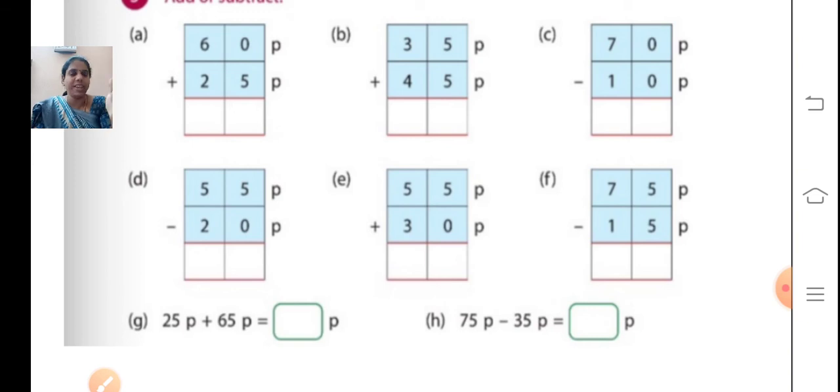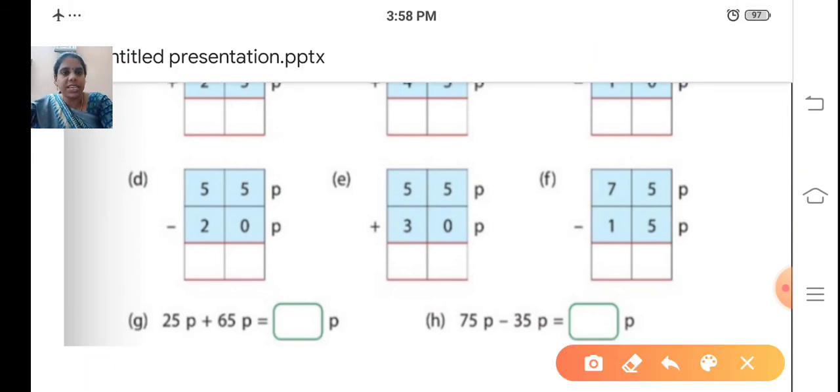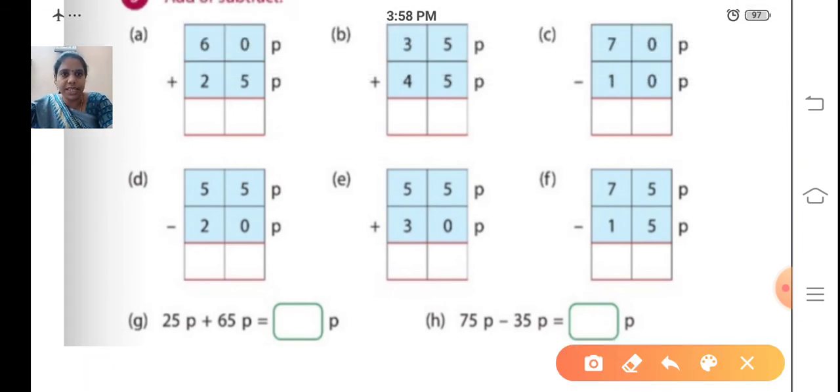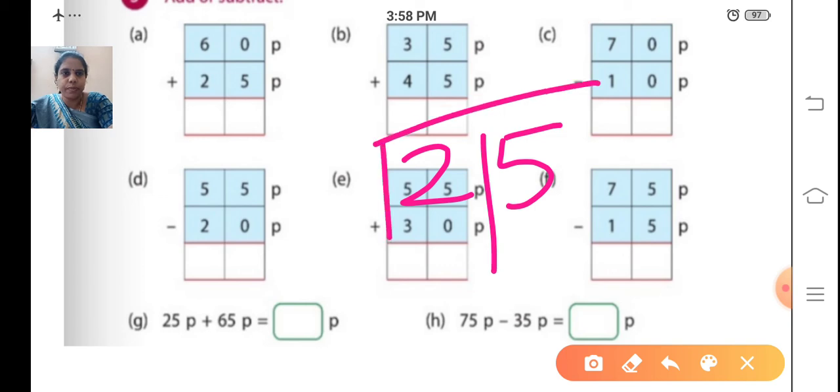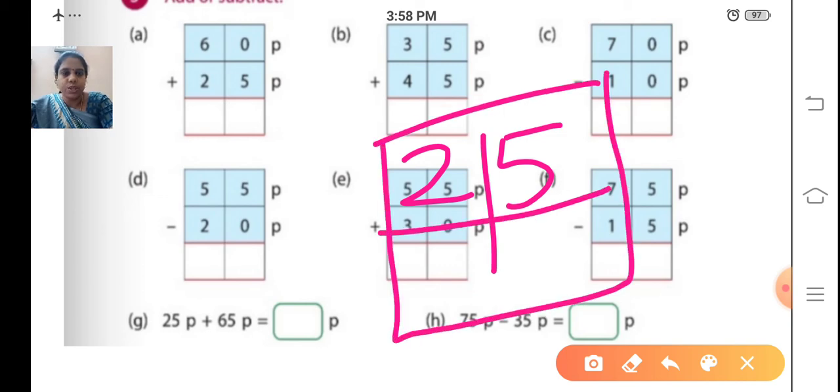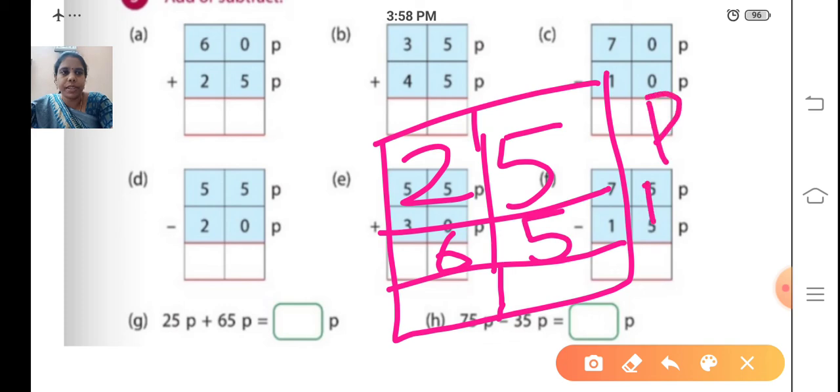G sum. I will just write, you finish the sum. Just put a tabular column like this. So first 25 paise, then 65 paise. Then you're going to add this. 25 paise plus 65 paise. You will add this, right?